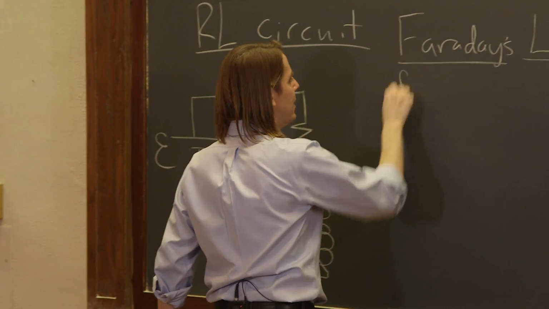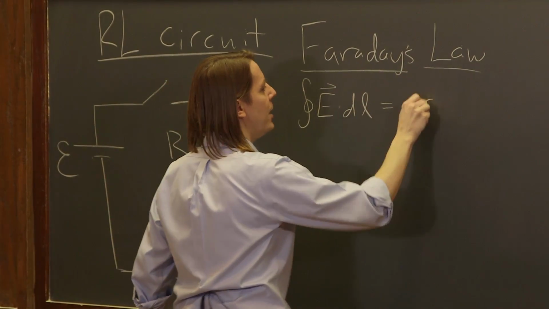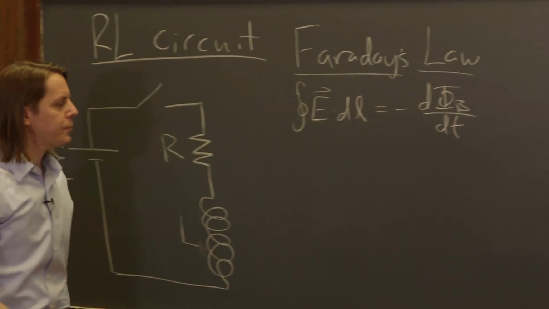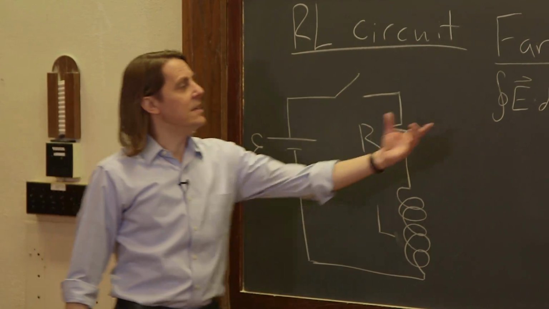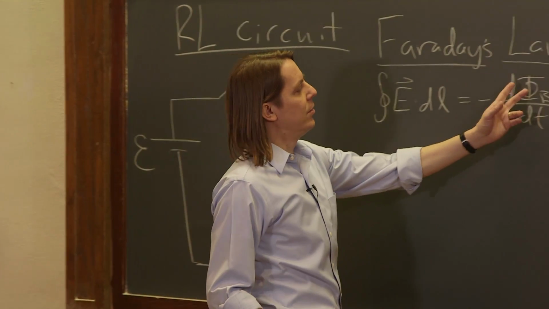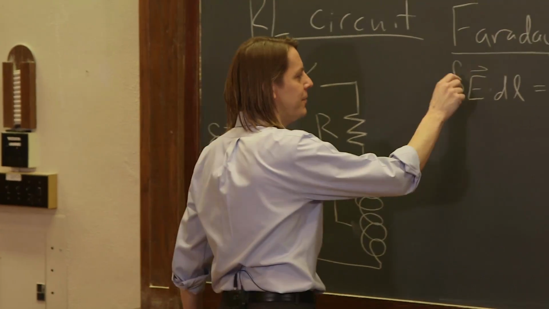The integral of E dot dl equals minus d phi B dt. Right? This is the EMF generated in Faraday's law, and this is the rate of change of the magnetic flux through a loop. So for Faraday's law, we've got to define this loop.